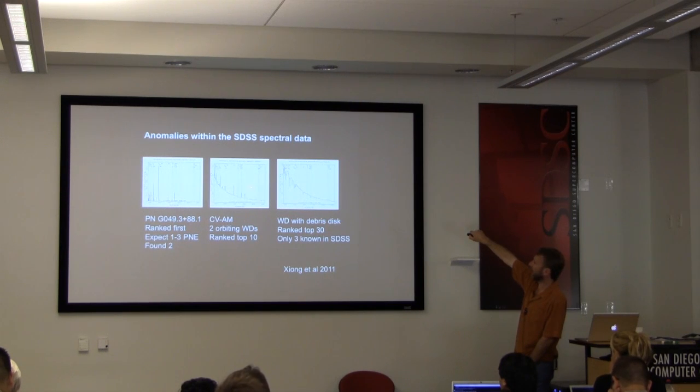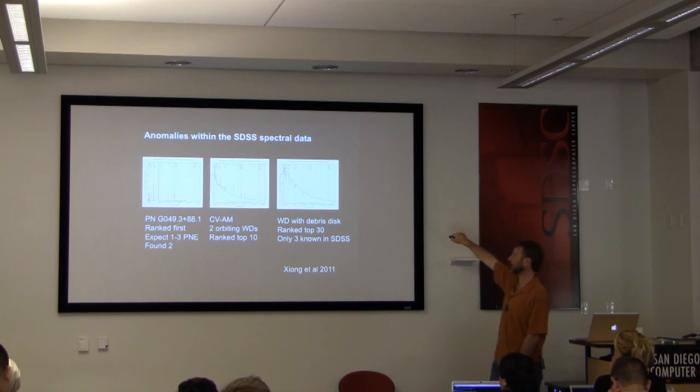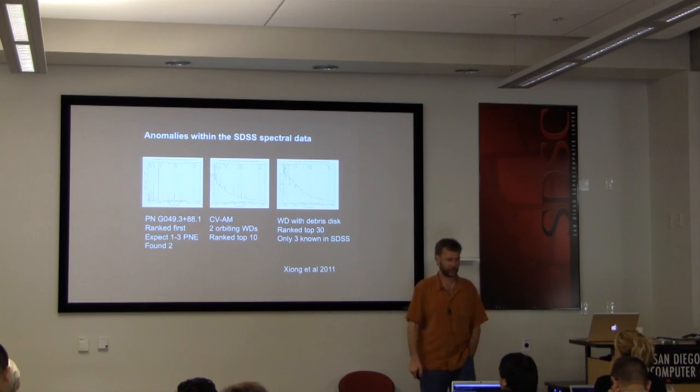I think there's only one of these in the sample that we found. This is a white dwarf with a debris, of which there are only 3 known in the SDSS.